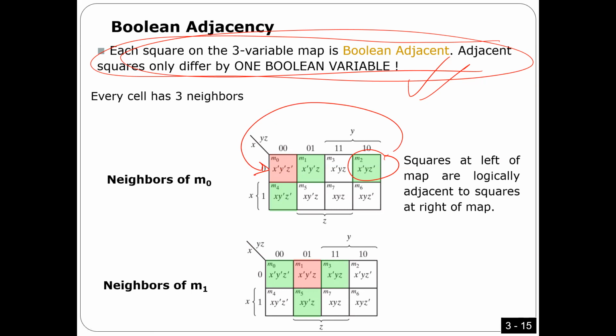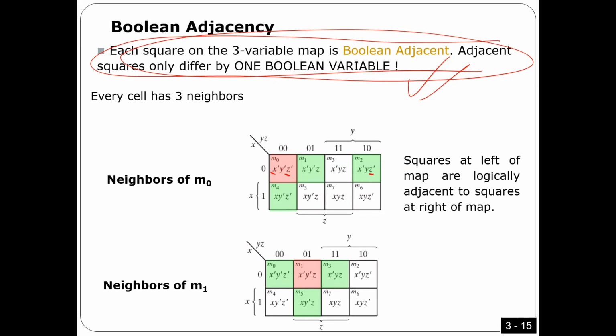Why are you saying they are neighbors? I'm going to tell you why. If you look here, this one has z prime, this one has z prime, this one has x prime, this one has x prime. So the change is only in one variable. That is why they are neighbors. Imagine if this map is actually rolled this way. If you roll it, this one becomes a neighbor to this one, and also this one becomes a neighbor to this one, because you roll it. You understand what I'm saying?